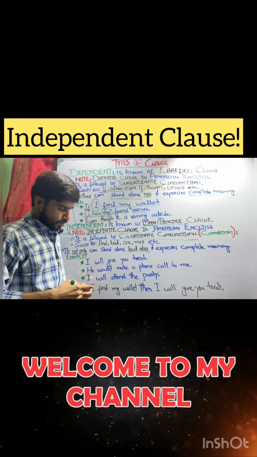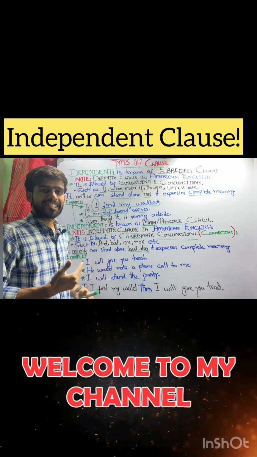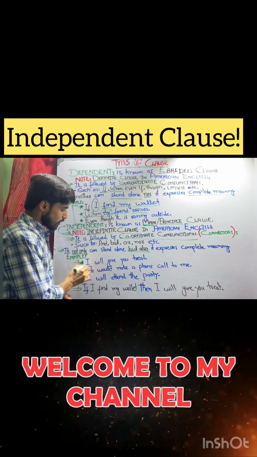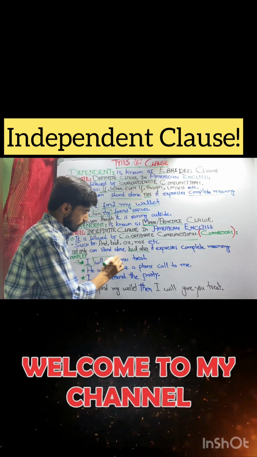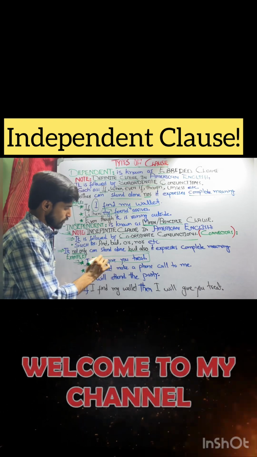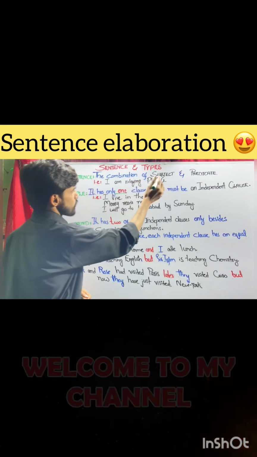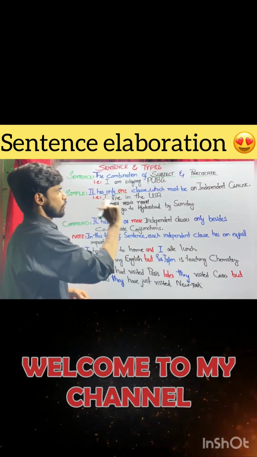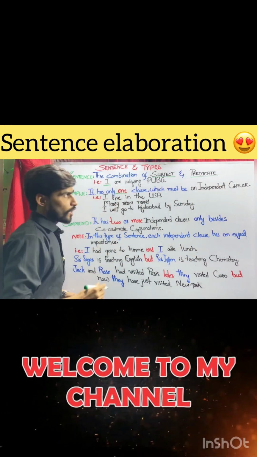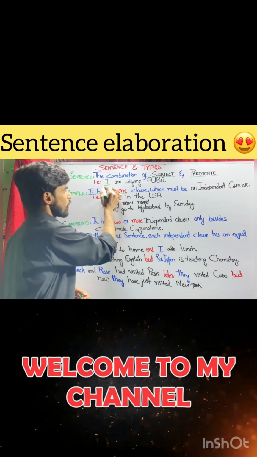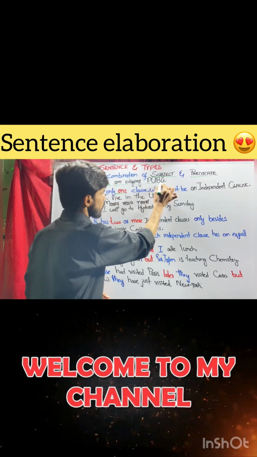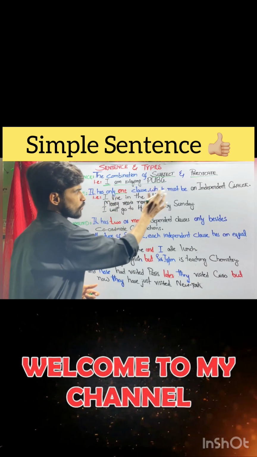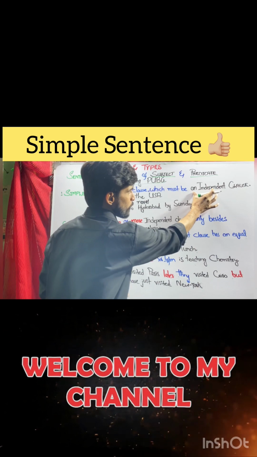Here, whenever we read independent clause, it sounds like a simple sentence. I is a subject and will give you is a predicate. It is the combination of subject and predicate. How? This part is, I am playing PUBG. Here I is subject and am playing PUBG is predicate. It has only one clause. Which clause? An independent clause.